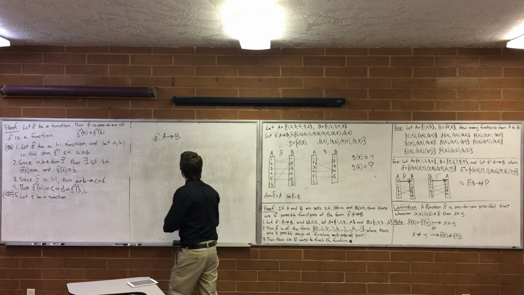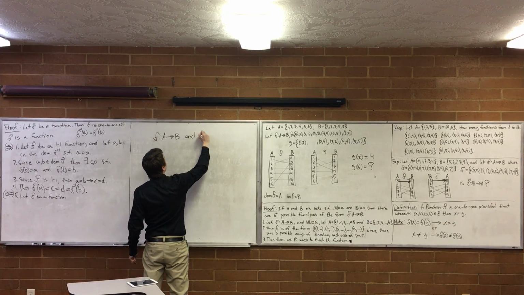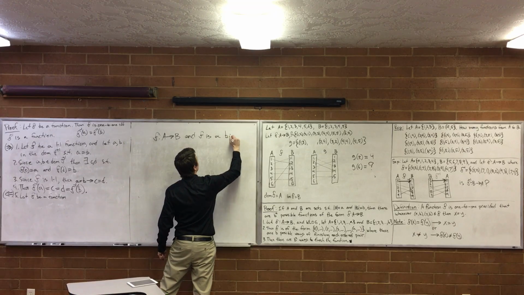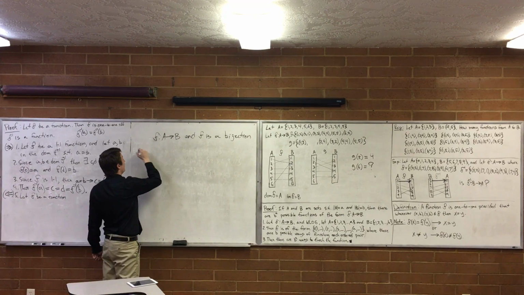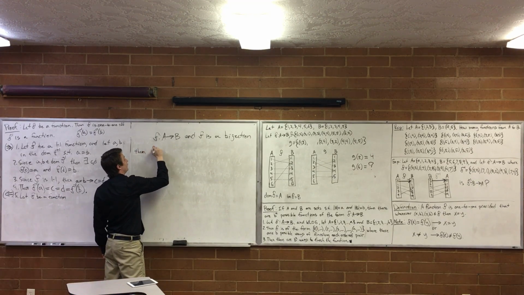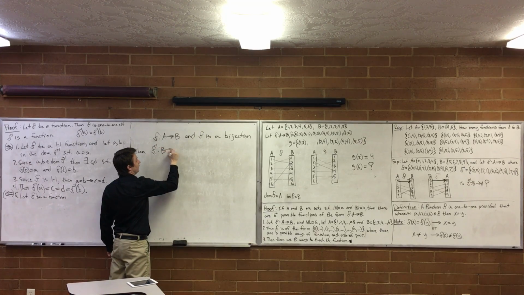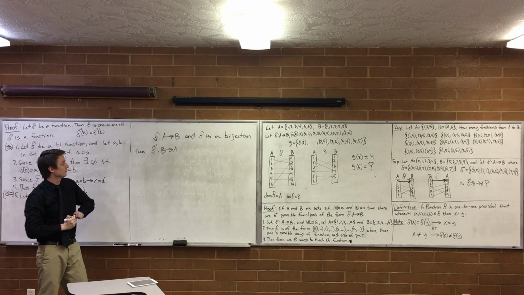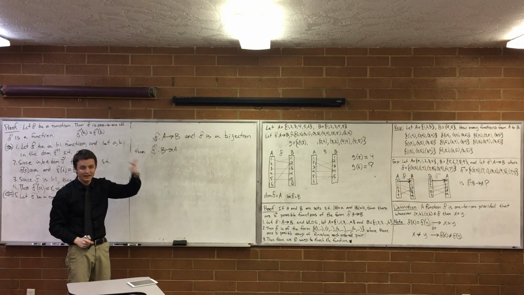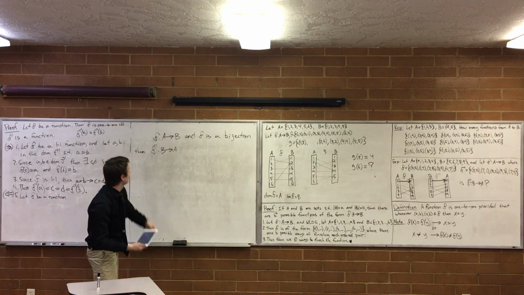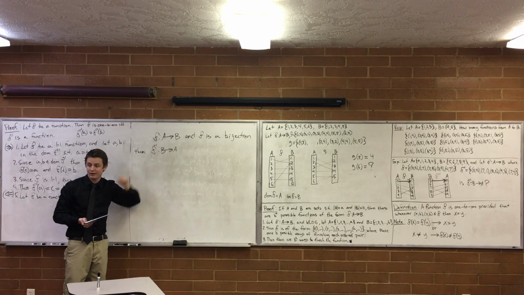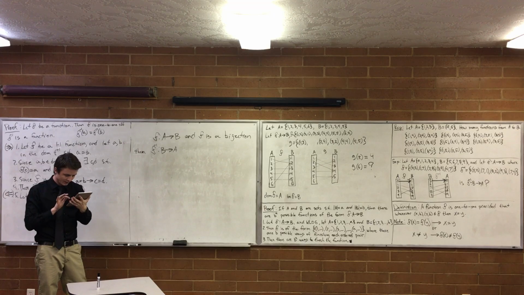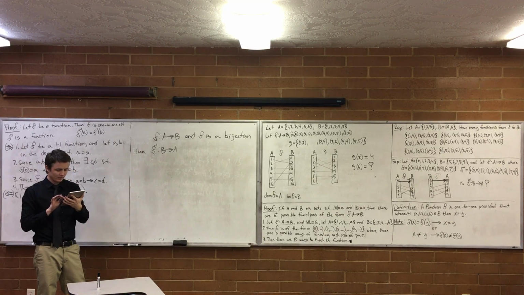If f is a function from A to B, and f is a bijection, so it's one-to-one and onto, then f inverse is a function from B to A. That's when it's safe to take its inverse. You need to be both one-to-one and onto. So if you have a function from A to B that's a bijection, then when you take its inverse, you're left with a function from B to A. That make sense?